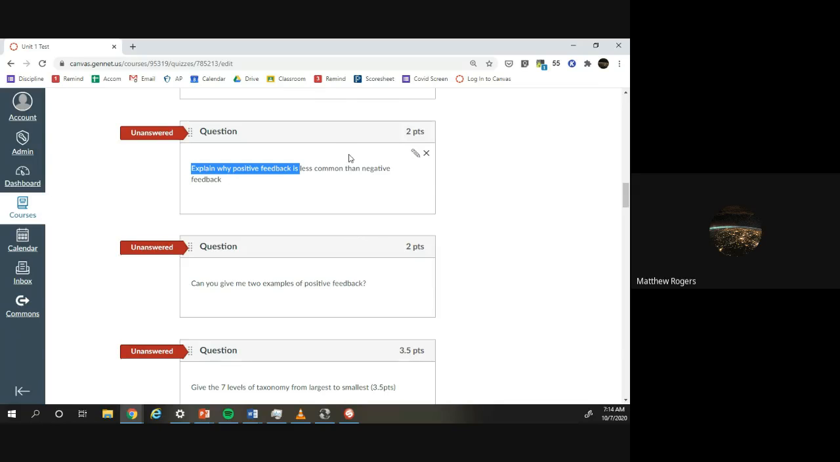Negative feedback is trying to keep a balance, and living things need a balance. It needs homeostasis. So negative feedback is the most common one.